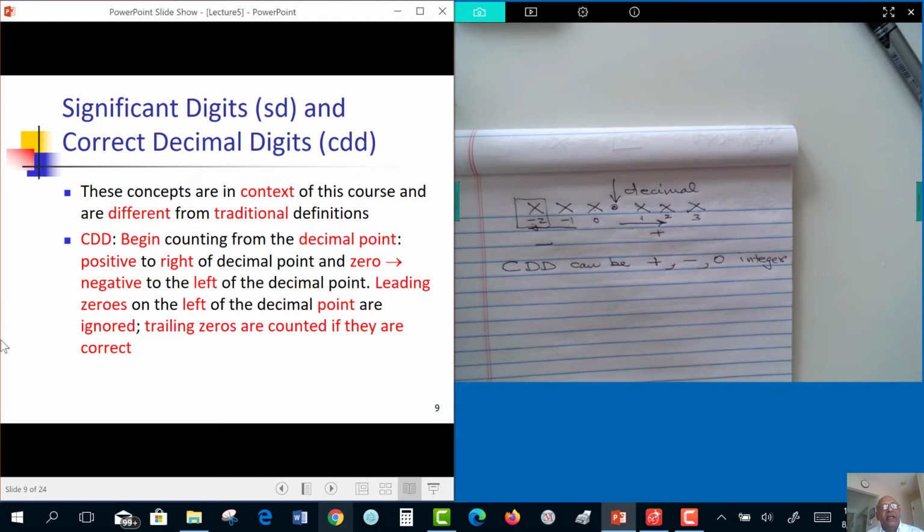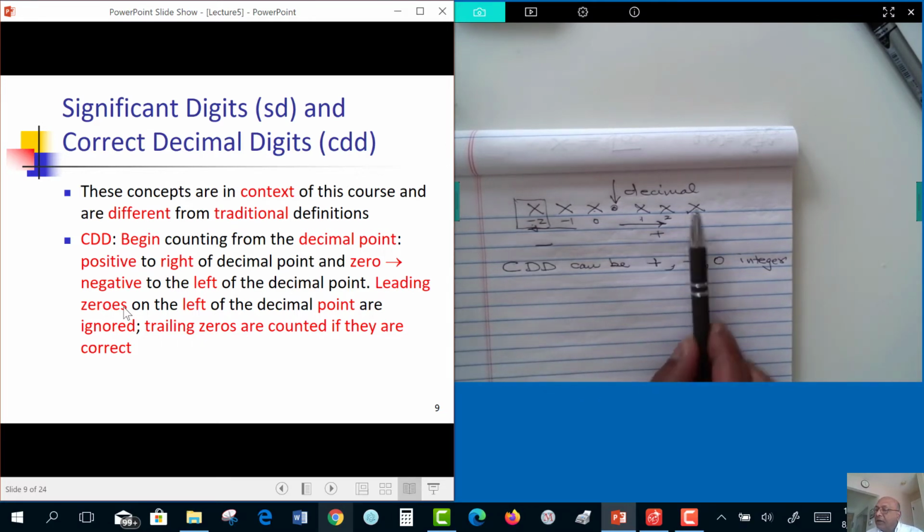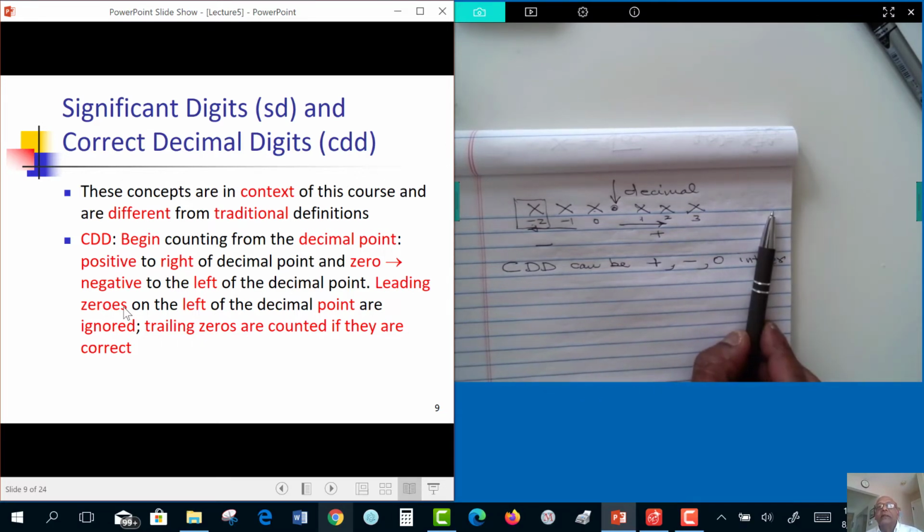Then we said leading zeros. If there are any leading zeros, we ignore them because they are not significant. But trailing zeros, we count them in if they are significant.